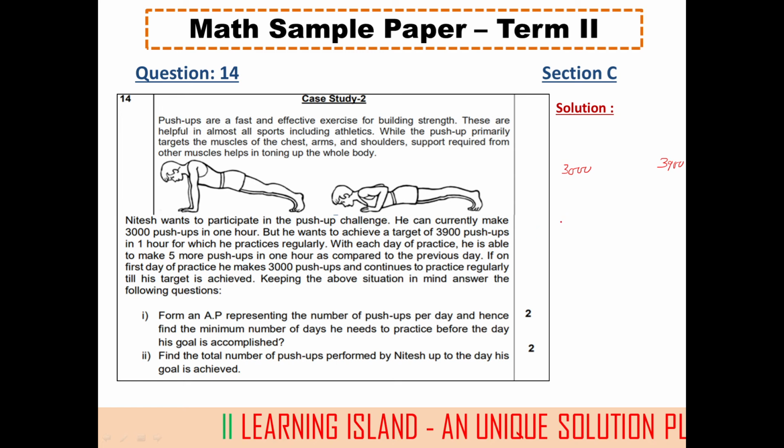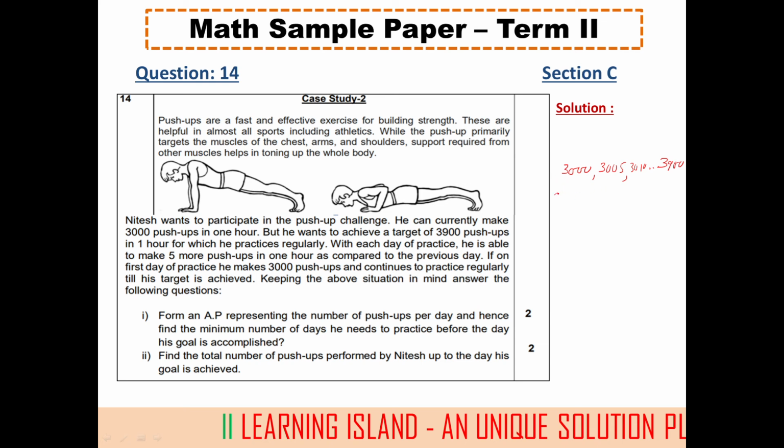Until his target is achieved, the first day of practice he makes 3000 push-ups and continues to practice regularly to achieve this target. Keeping the above situation in mind, answer the following questions. Form an AP representing the number of push-ups per day and hence find the minimum number of days he needs to practice before the day his goal is achieved. You see, first day he is doing 3000, second day he is increasing 5, so it will be 3005, and third day 3010, up to 3900. So here it is an AP.